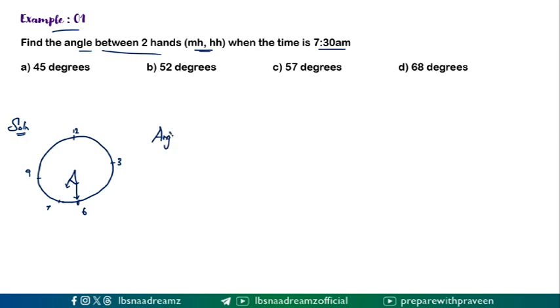angle between minute hand and hour hand is equal to 60 into hours minus 11 into minutes divided by 2. So this is the formula.